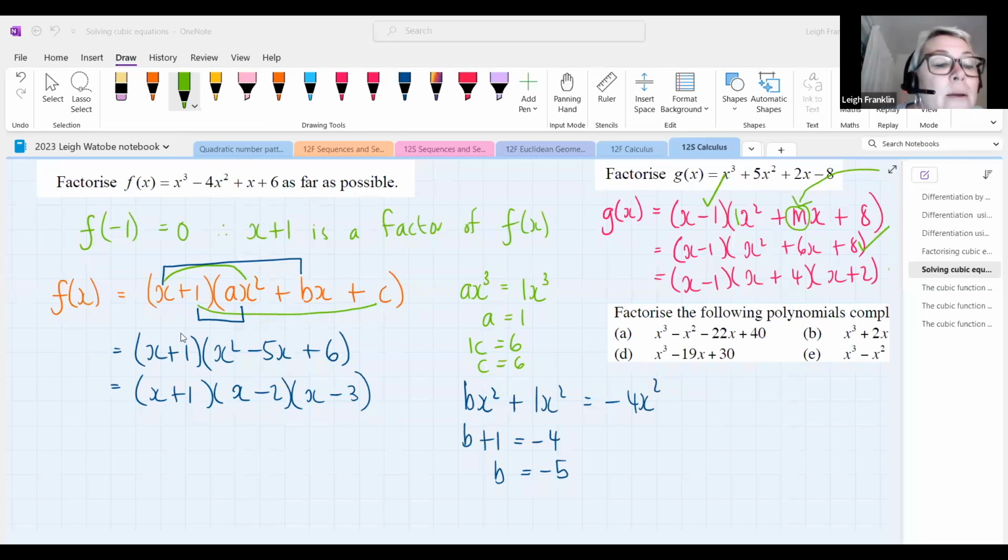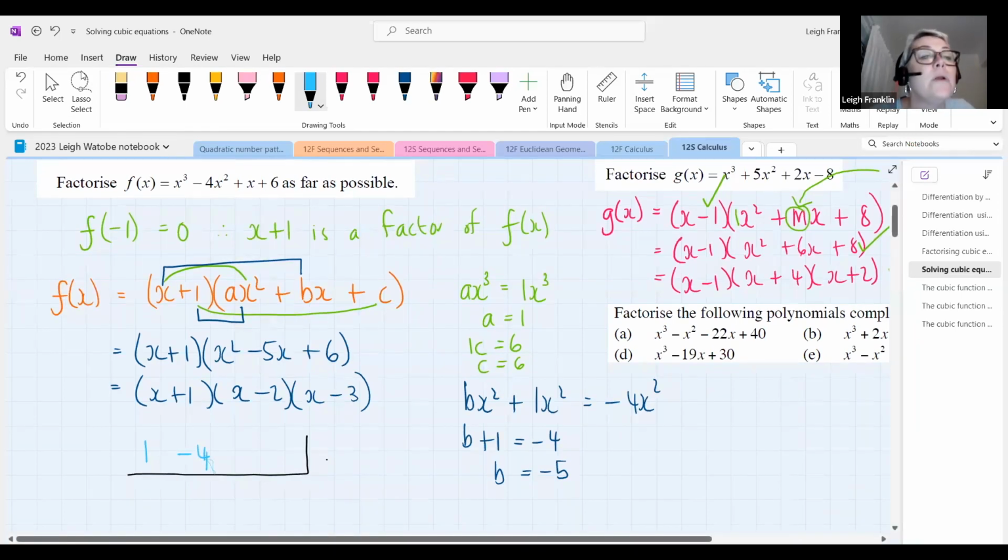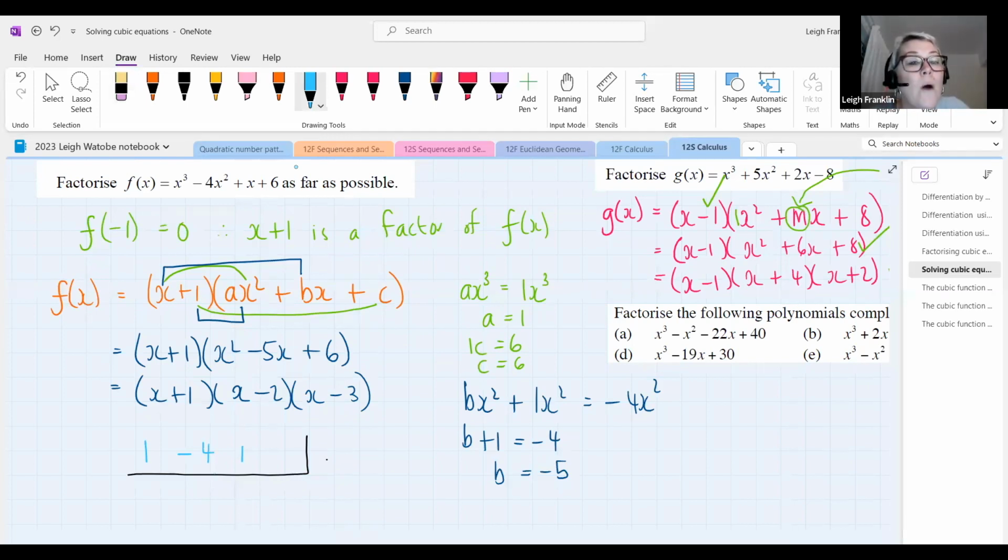All right, so I am going to go with black. What I would do is draw myself a backwards L. And then I want to write down the coefficients inside. So in front of my x cubed, I've got a 1. In front of my x squared, I've got a negative 4. Let me not make any mistakes. Sorry, I keep pressing this silly button on the side of my pen, and it makes those funny squiggles on the page. Then in front of my x term, I've got a 1. And my constant term is a 6.